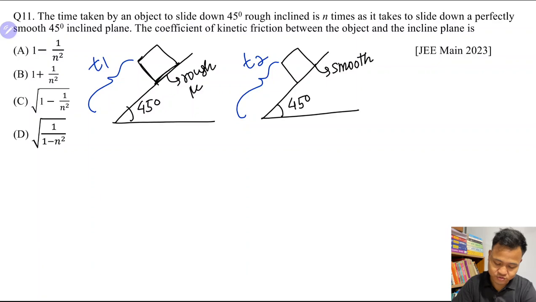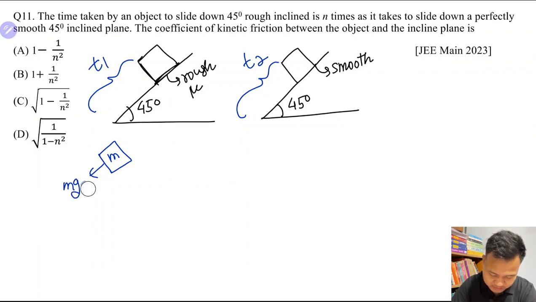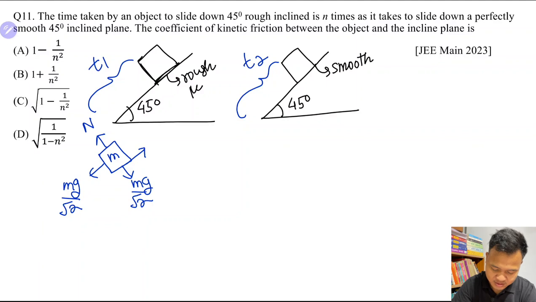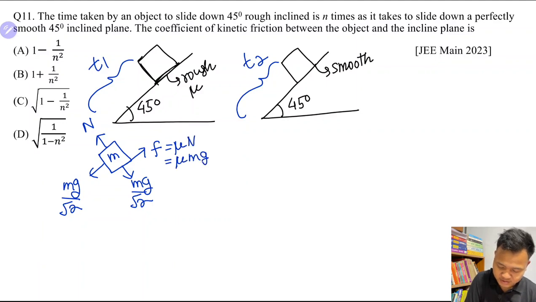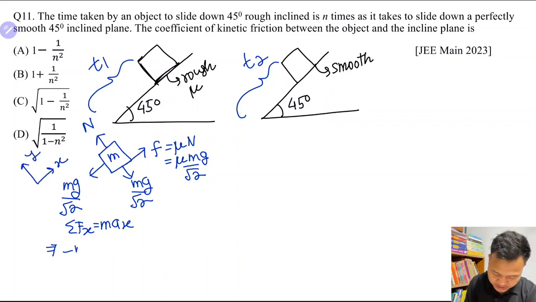The block of mass m has the component mg sin 45, that means mg by root 2. Along the plane I have the normal force and the friction. The normal force is mg cos 45, which is mg by root 2, and friction is mu into N, so mu mg divided by root 2. Now write Fx equals ma for the rough surface: minus mg by root 2, the mg sin theta component, plus the friction force mu mg divided by root 2, equals mass into acceleration.